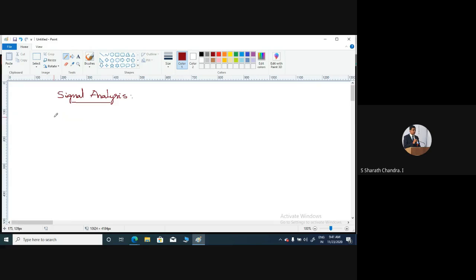Until now, we have dealt with many basics related to signals, such as what are the classifications of signals, what kind of operations we perform on signals, and what are the elementary signals that are available, and how we deal with them. But now we are going to study a signal and its analysis.